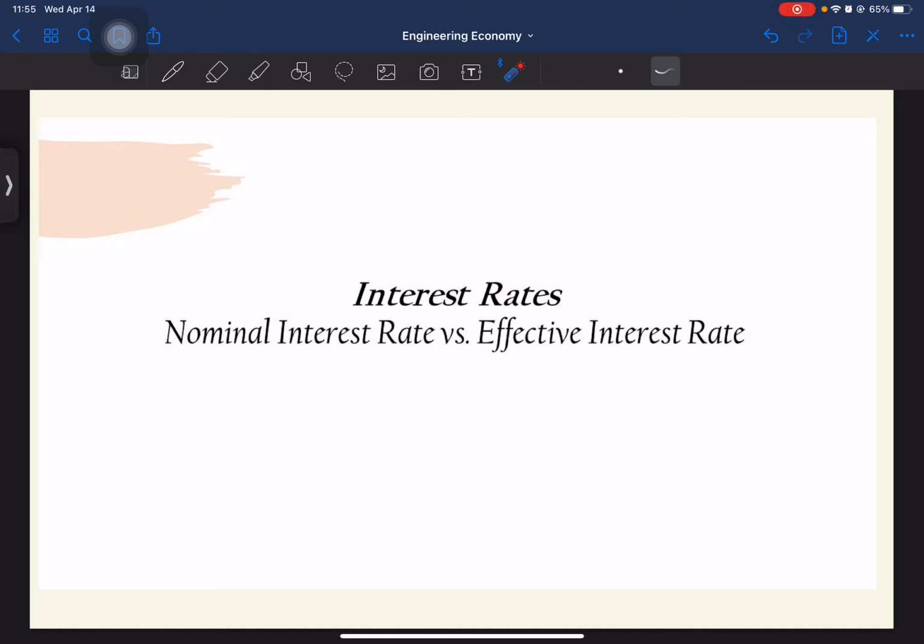Hello, good morning. This is the next topic for engineering economy, and the next is interest rates. Sir, alam na namin tong interest rates. Mula pa lang dun sa pinakaunang topic na simple interest, this is already defined. Pero i-define natin ngayon yung nominal interest rate at saka effective interest rate because there are two types.